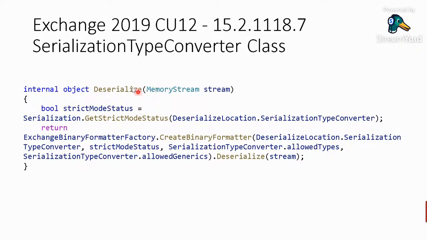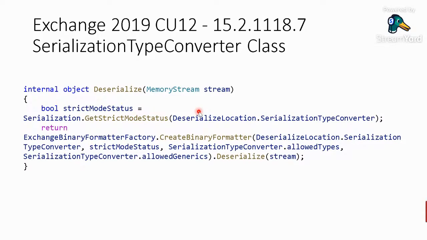So when it's calling deserialize, again, this looks very familiar to us, right? We're getting the strict mode status, we're creating a binary formatter and deserializing. We've seen this over and over in the code of Exchange. In this case, though, we saw that due to previous patches, the strict mode is set to true by default. So it's going to be strict, right?